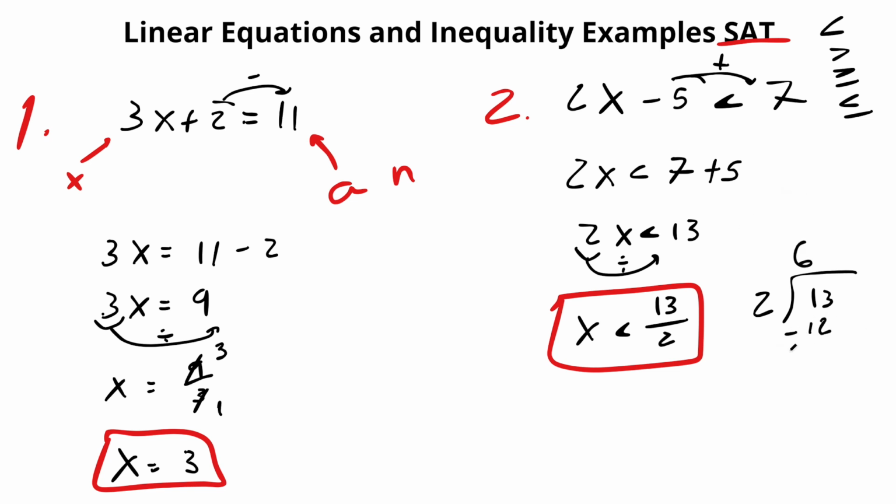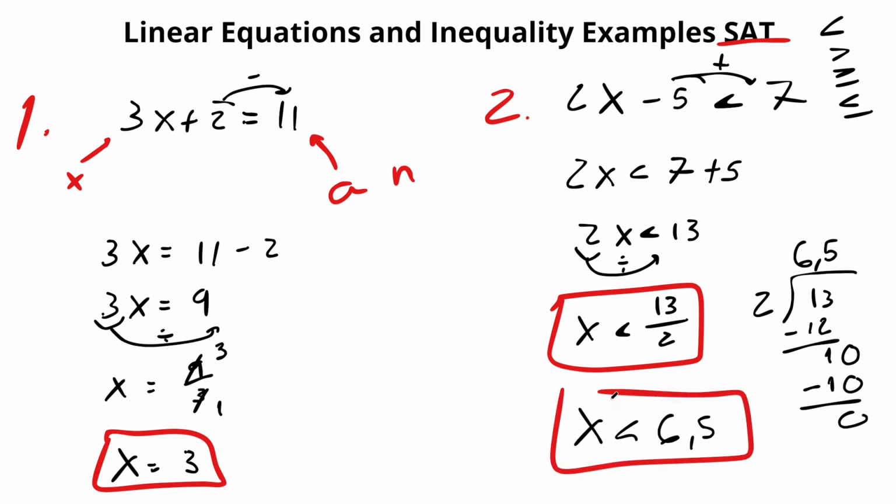13 minus 12, 1. Then you put a comma, then you put a 0 to it. And 2 times 5, we already know that is 10. And so we have a remainder of 0. And over here, 6.5. x will be lower than 6.5. That will be the most prevalent option that may appear, either in decimals or in fractions. In any case, you must be prepared with both.